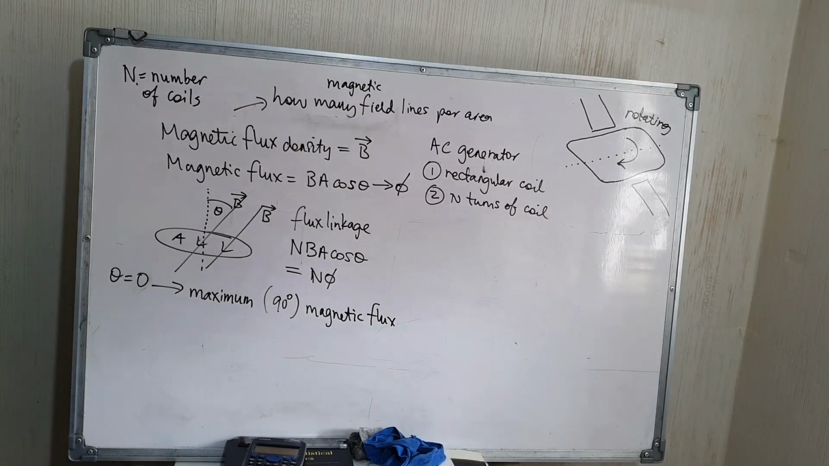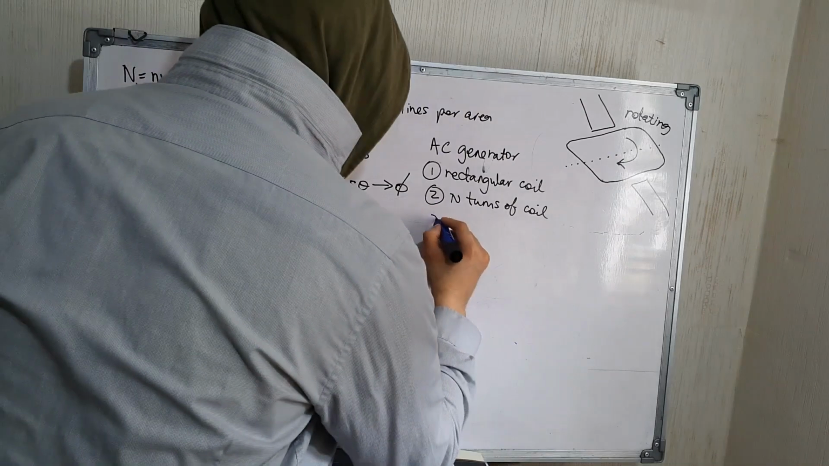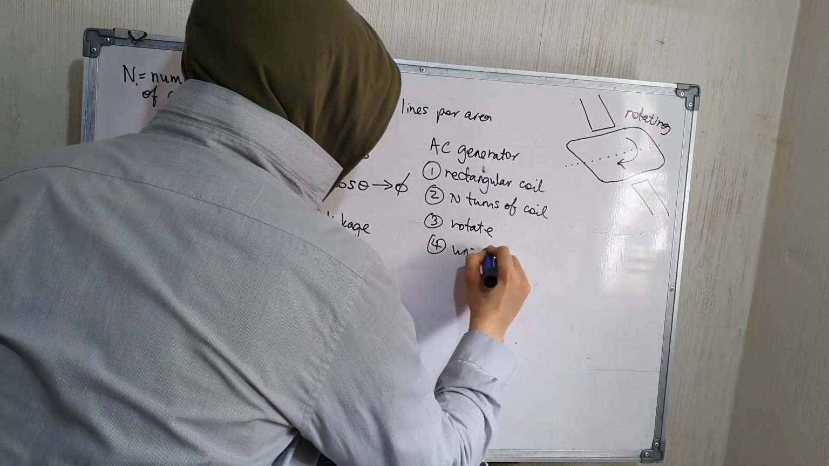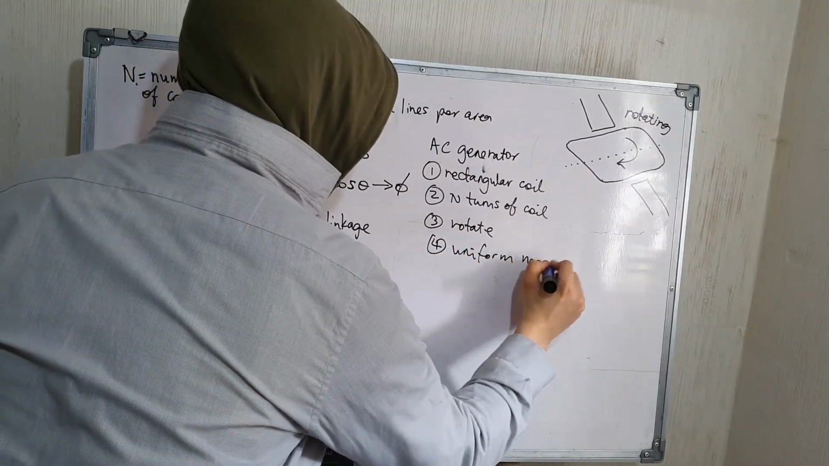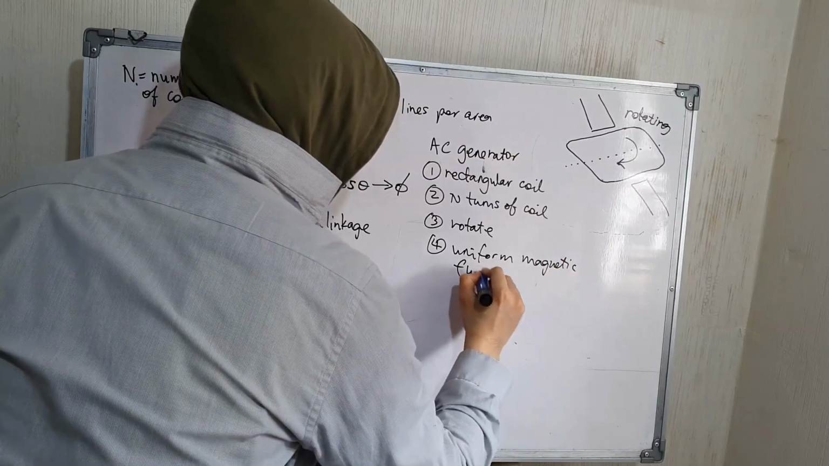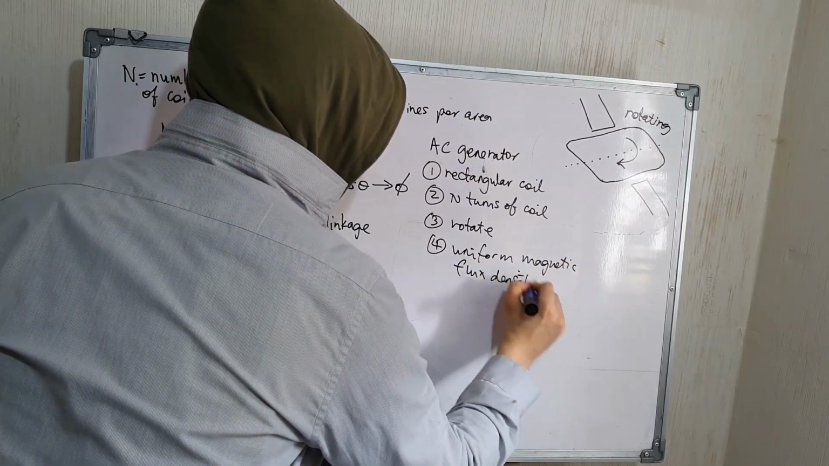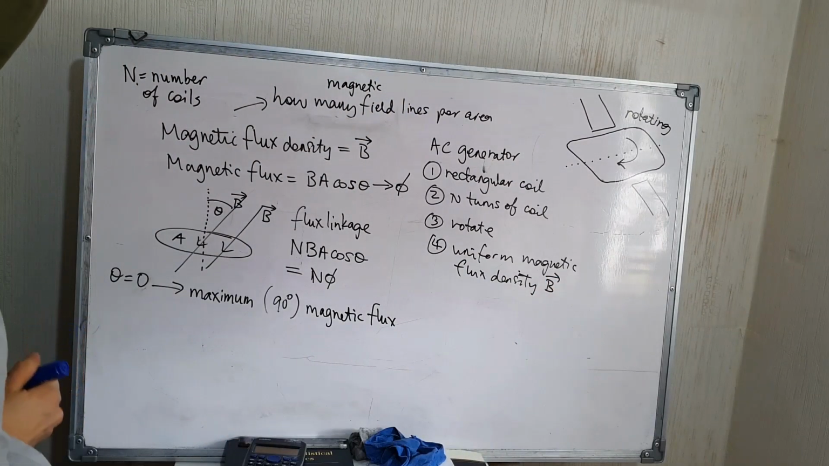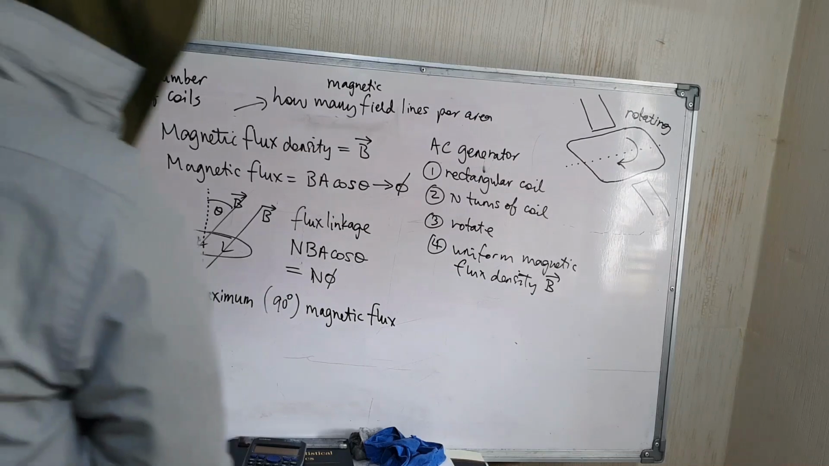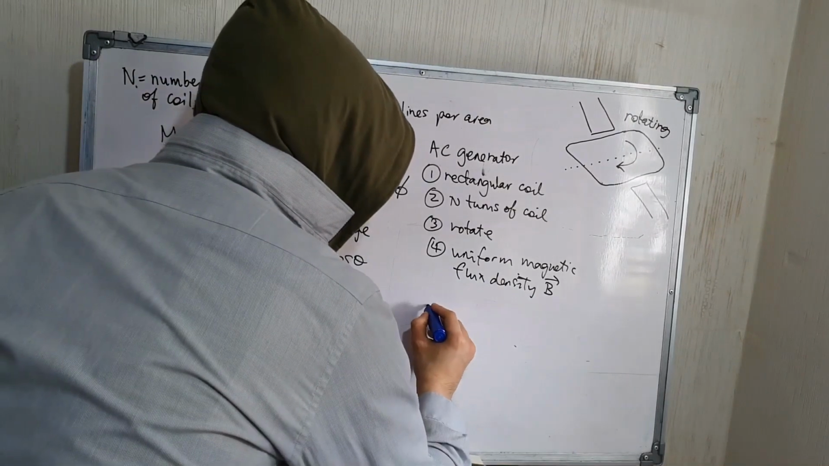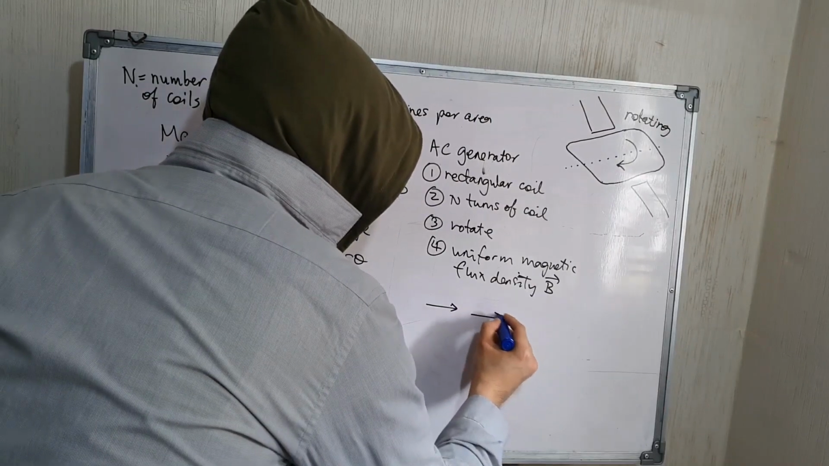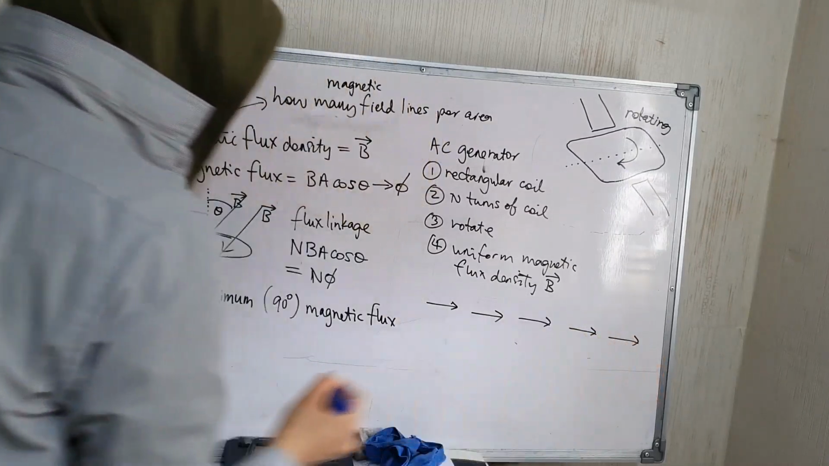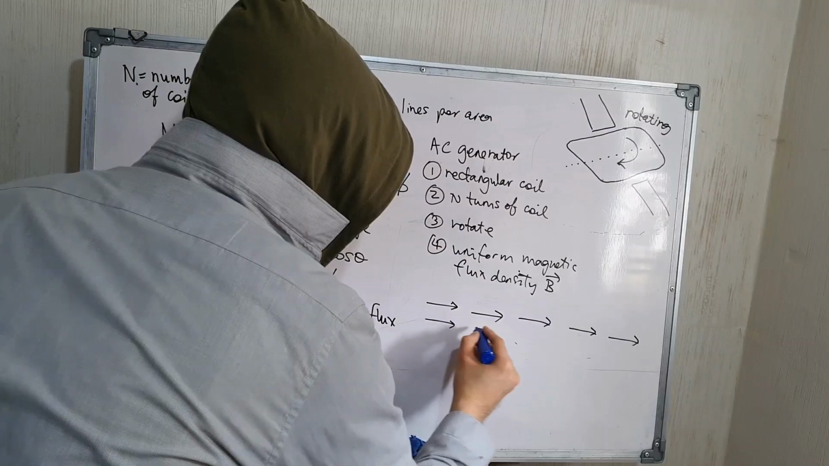And it will rotate and have this magnetic flux density. So number three, it will rotate, and number four, it has a uniform magnetic flux density B. All right, so the arrow here represents the magnetic field. Let's just say the magnetic field is this way.